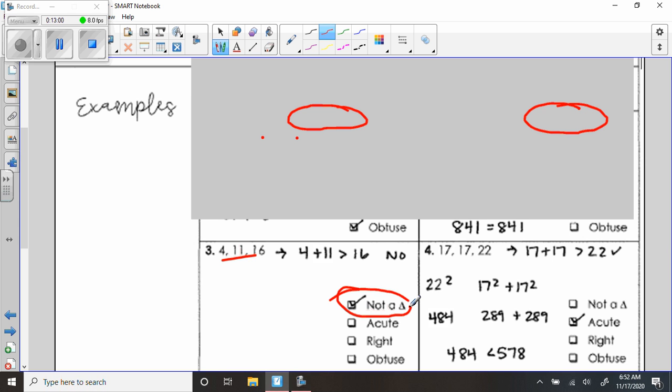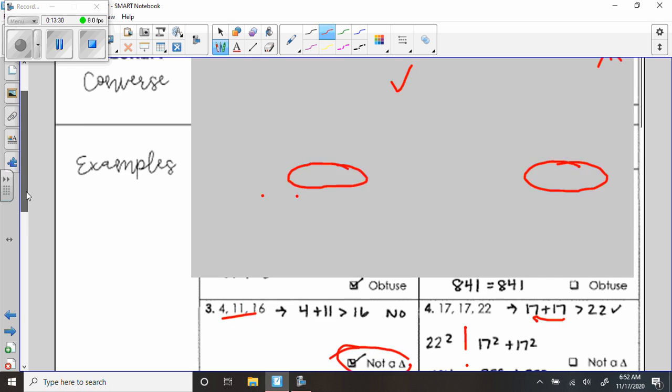So 17 and 17, they are the same number, but we still will add the two smalls. The two smalls is 17 plus 17. That is bigger than 22. So I am going to do a squared plus b squared is over here on the right. 17 squared plus 17 squared is 289 plus 289 is 578. And then 22 squared is 484. 578 is bigger. So a squared plus b squared is bigger.